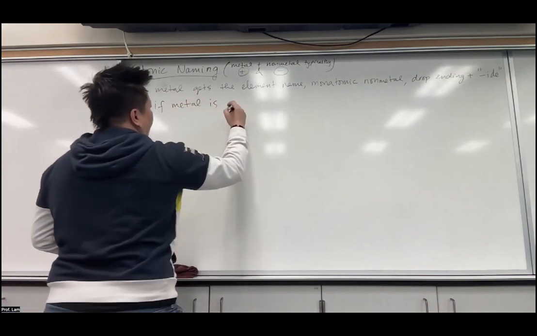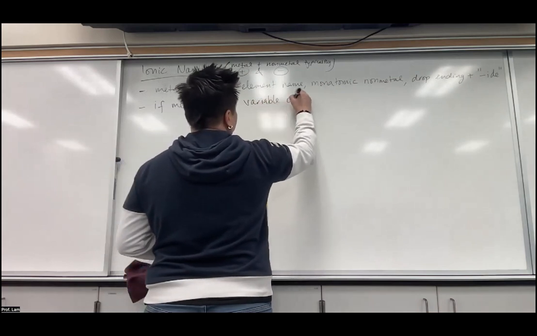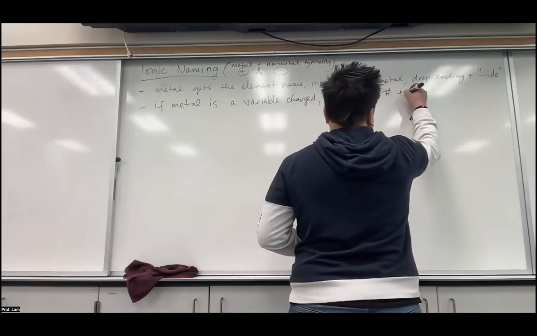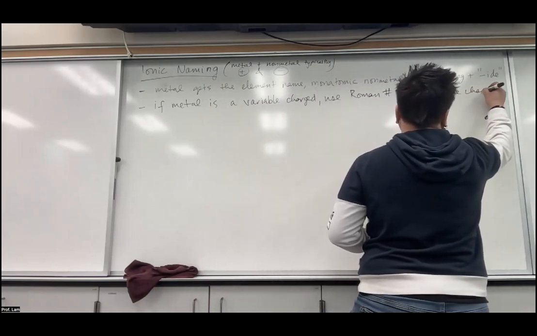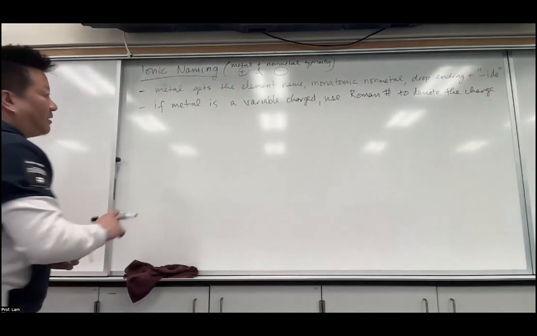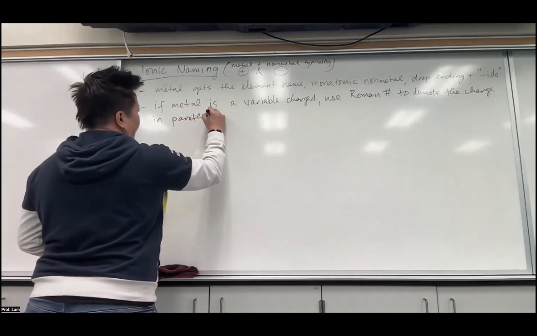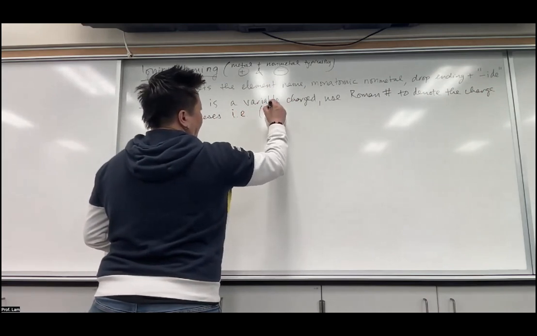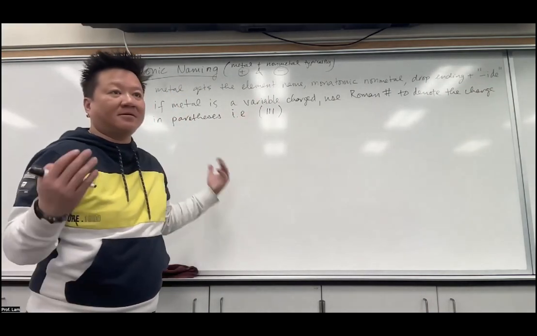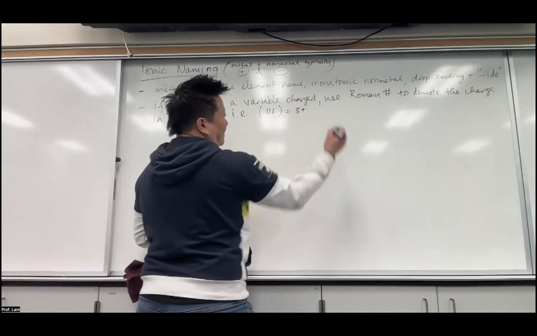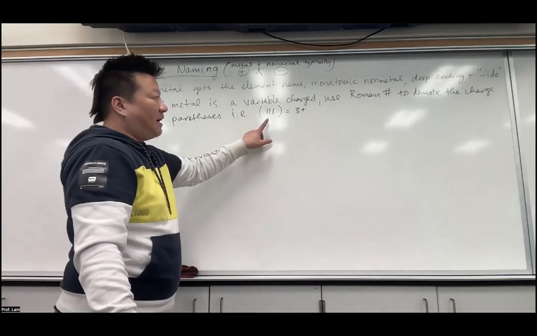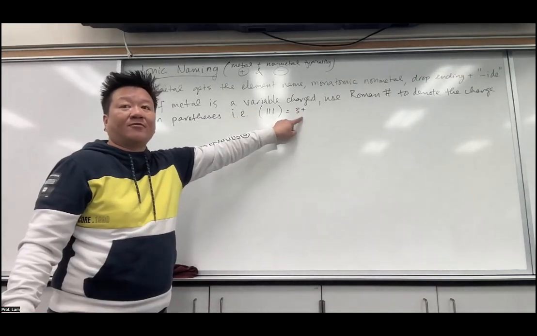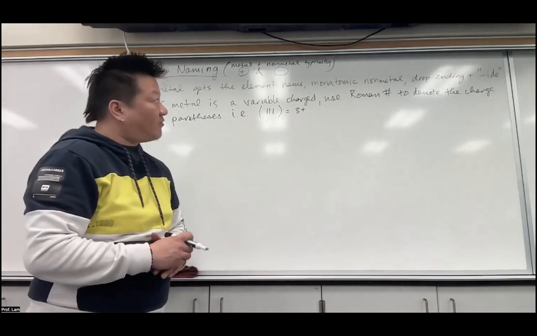If the metal is a variable charge metal, use Roman numerals to denote the charge. In parentheses. Okay, so iron parentheses 3. Okay, you see? Roman numerals in parentheses. That will denote that's equal to 3 plus. Does that make sense? Okay. Because metals are always cations, right? Okay. So whenever you see that, it means what? 3 plus.